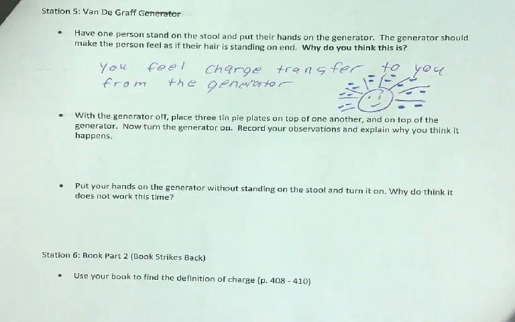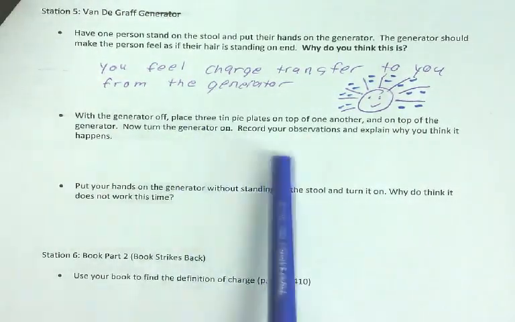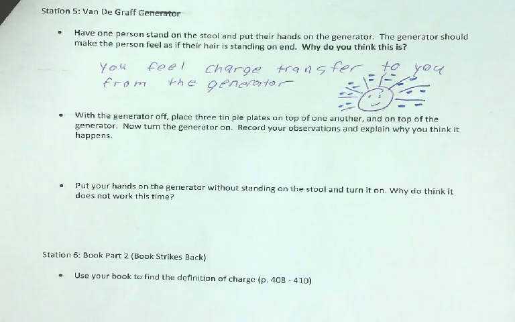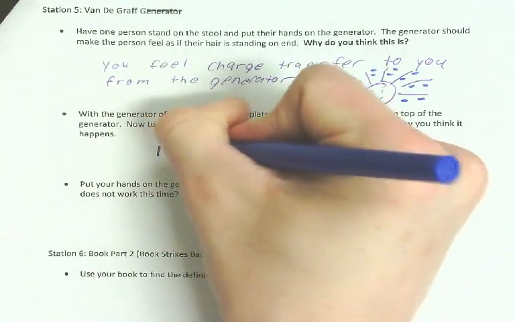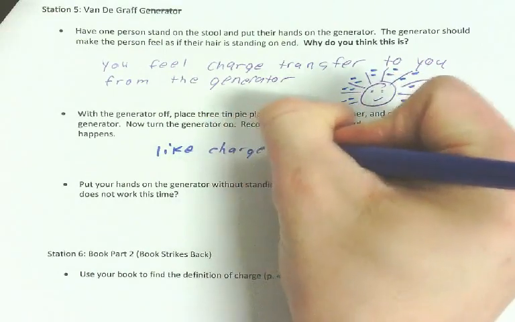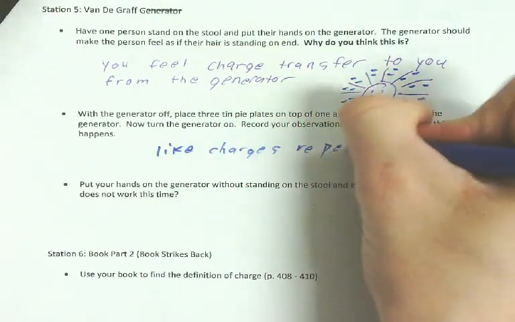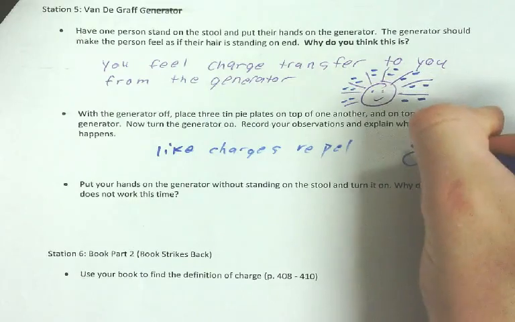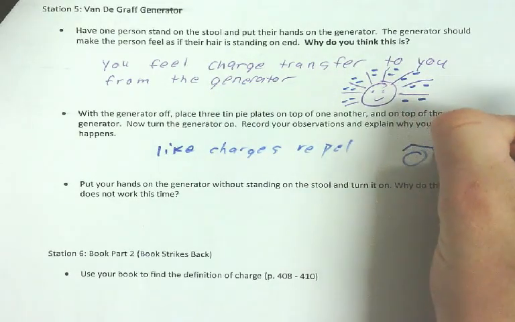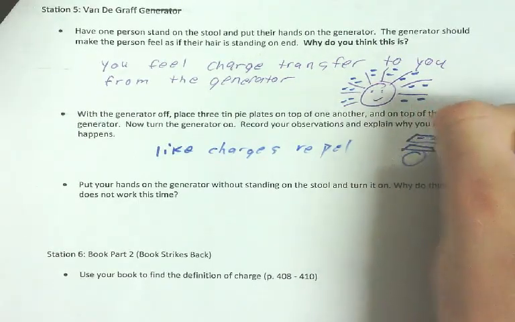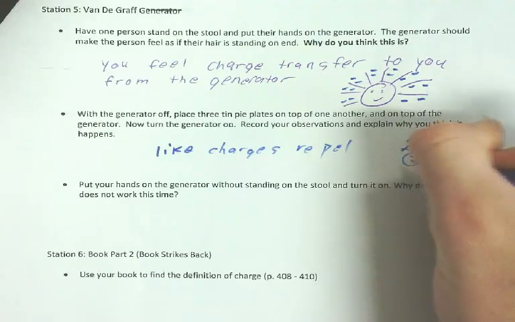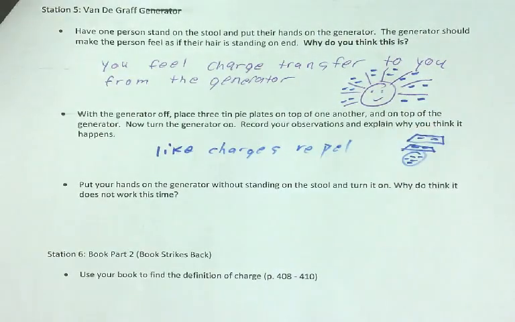Okay, what about the pie plates? Why did they levitate? Jared, why did the pie plates seem to levitate off each other? Because of the charge repel. Yeah, like charges repel. Here's the generator. Here's pie plate 1, pie plate 2. They all get a negative charge on them, so they repel from each other. That's a terrible drawing, but you get the idea.